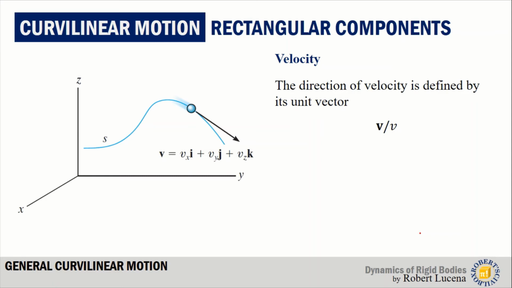To get the direction of the velocity, that is simply by having the unit vector of the velocity vector. To get the unit vector of v, you simply divide it with its magnitude. If you want to learn the unit vector, I have also uploaded it in my other lectures in statics.